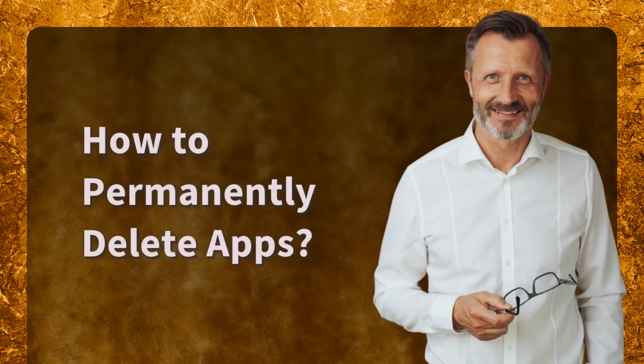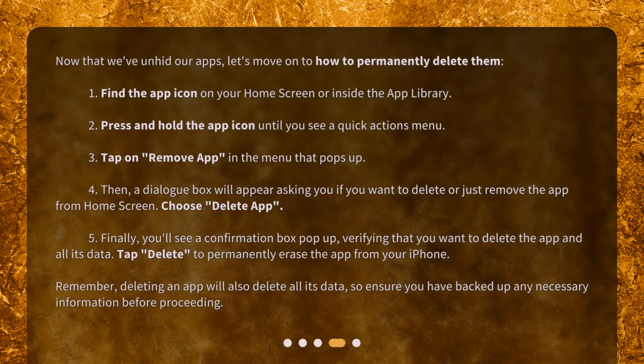How to permanently delete apps? Now that we've unhid our apps, let's move on to how to permanently delete them. 1. Find the app icon on your home screen or inside the app library. 2. Press and hold the app icon until you see a Quick Actions menu. 3. Tap on Remove App in the menu that pops up. 4. Then, a dialog box will appear asking you if you want to delete or just remove the app from home screen. Choose Delete App.